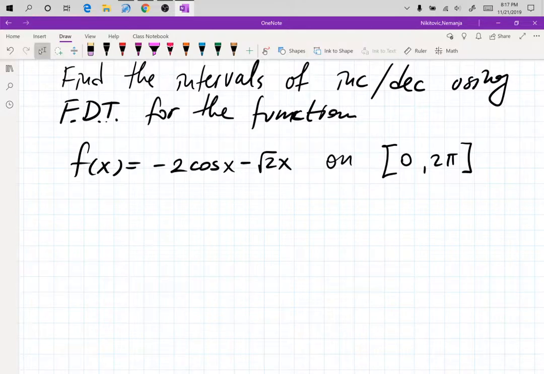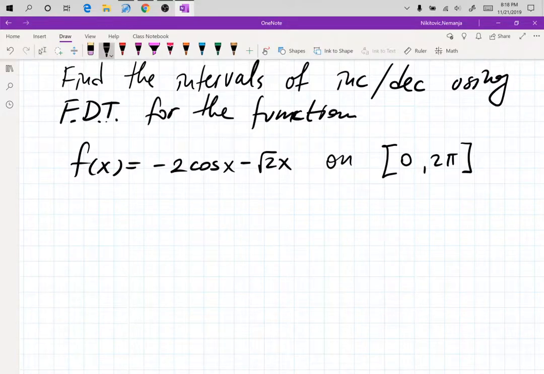For the first derivative test, we need to take the first derivative and set it equal to 0 to find critical points, which would be partitioning our domain 0 to 2 pi. We do not have any vertical asymptotes, so we don't have to worry about those. Cosine has no vertical asymptotes. Linear function x has no vertical asymptotes. If there were any, we would have to include those values in our partition as well.